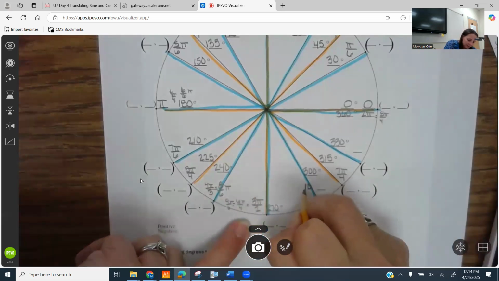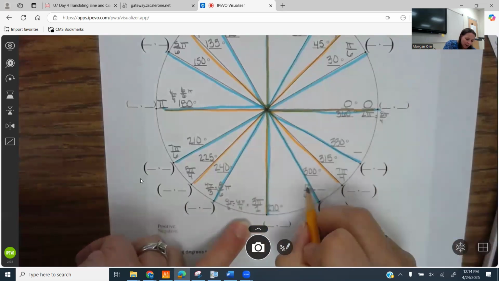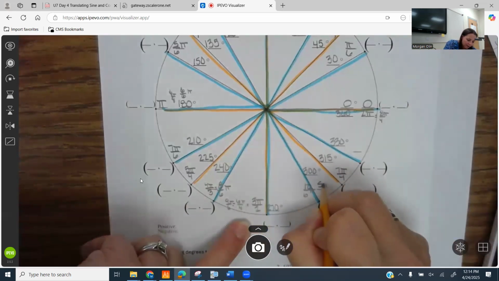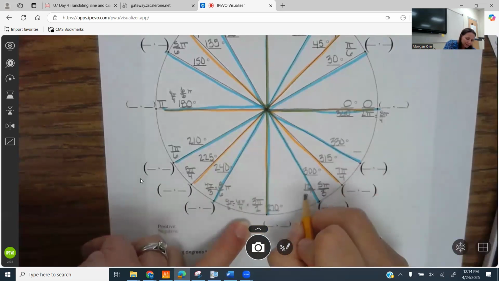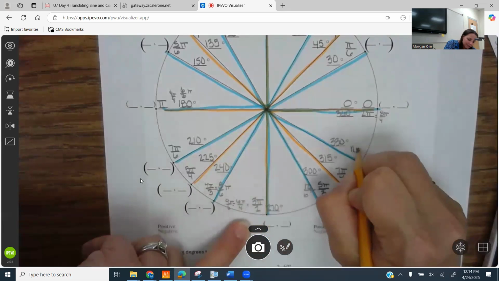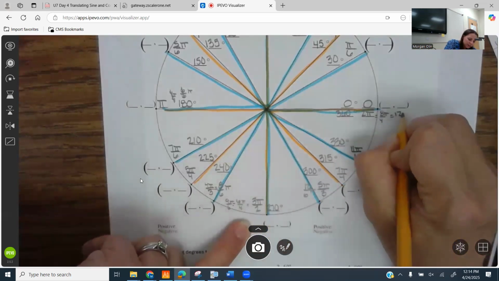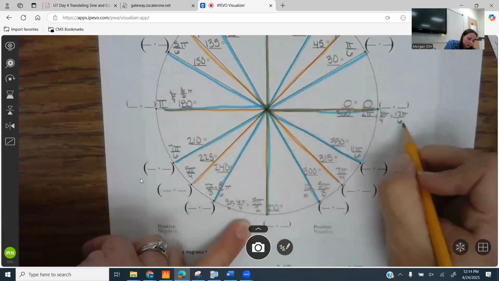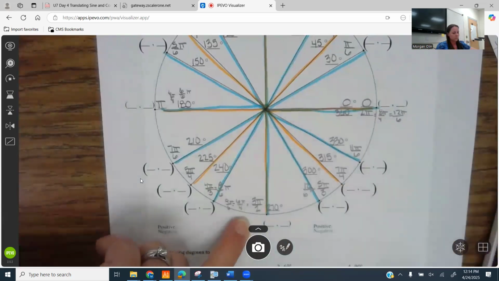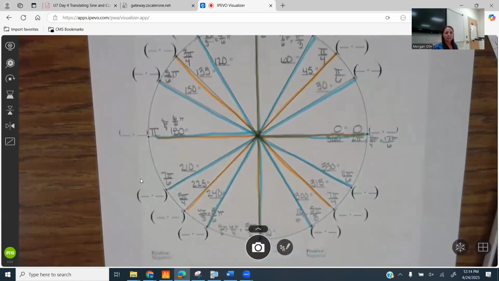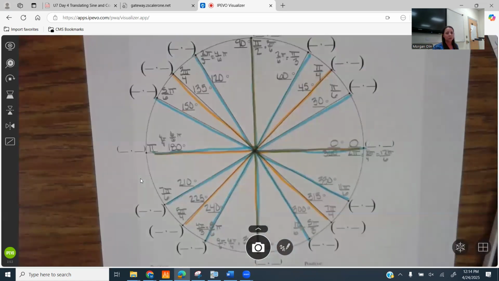This is going to be 10/6, but a 2 comes out, so that's going to be a 5. 2 comes out, that's going to be a 3, so 5 pi over 3. Now going back to 10/6, this is 11/6. That doesn't reduce. And then I'm back to 12/6, which reduces to 2. I filled in the radian measures, and I also have the degrees of the unit circle.